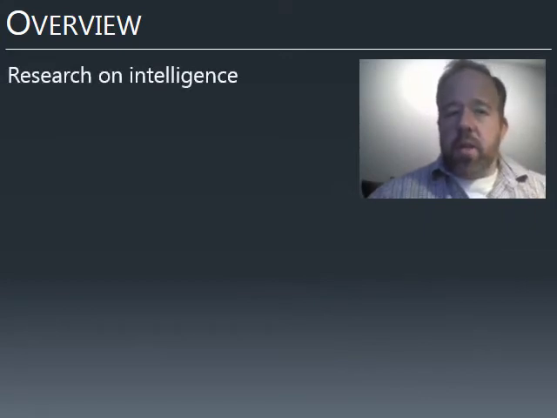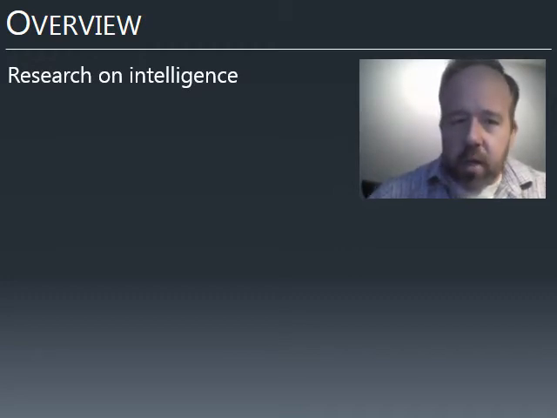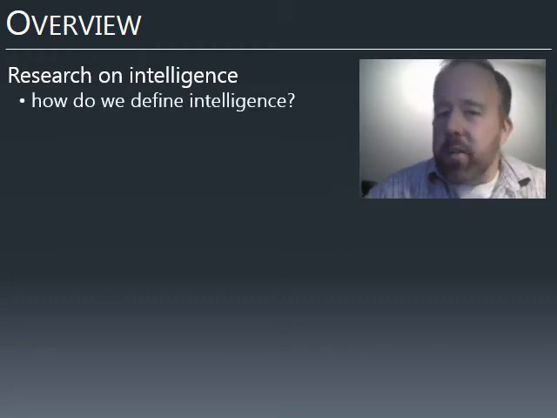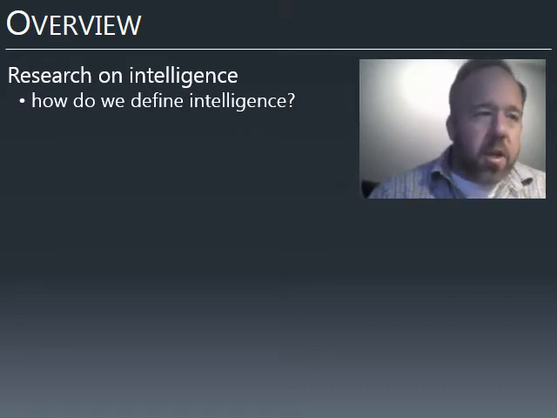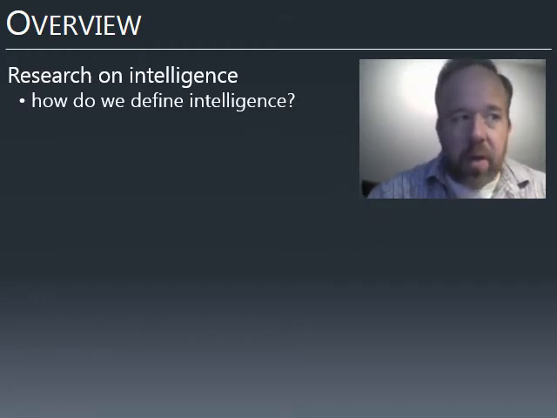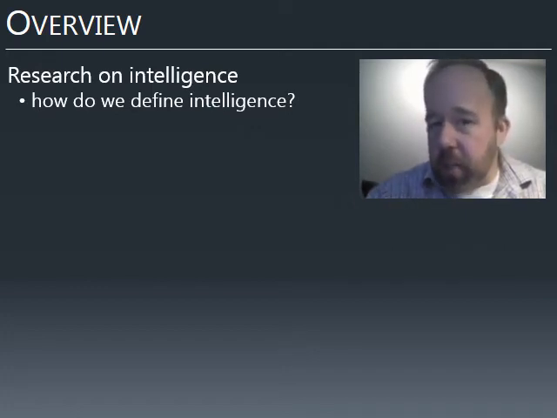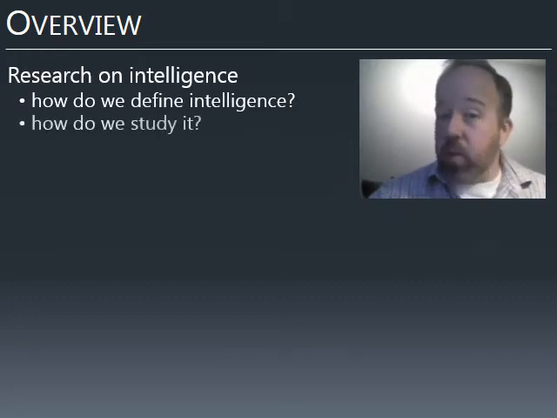So we're going to talk this session about research on intelligence. And intelligence is actually kind of a tricky subject because it can be hard to define. How do we define intelligence? What makes an intelligent person? Who's intelligent and who isn't? How does that depend on context? How does it depend on culture? How does it depend on skills and experience? So it can be difficult to define intelligence in a way that everyone agrees on.